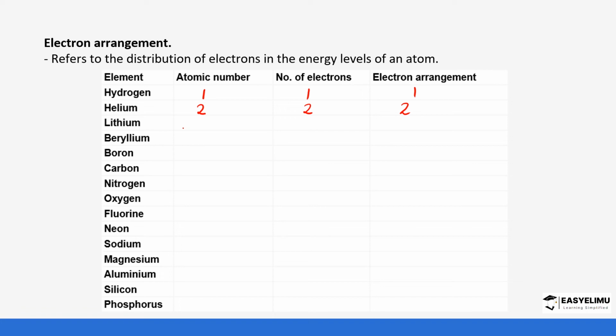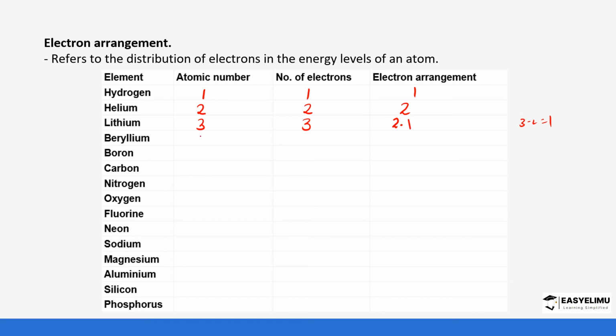Lithium is atomic number 3, so we have three electrons. We said the first shell can take a maximum of two, so we will put the first two electrons there. When you subtract 3 minus 2, you are left with one electron. The second shell can take a maximum of 8, but we only have one, so we are just going to put that one.